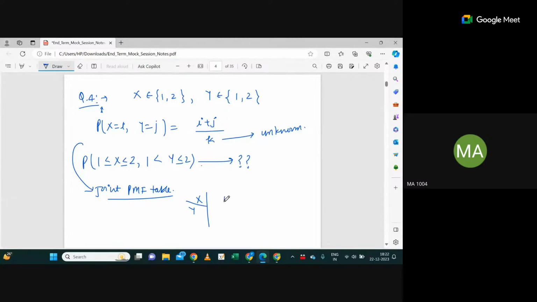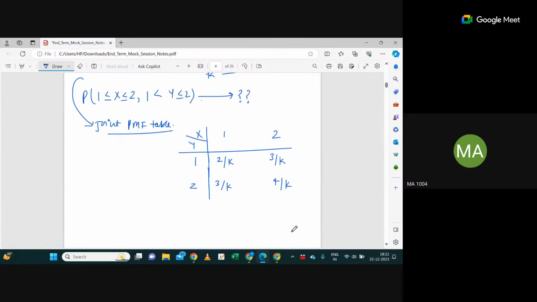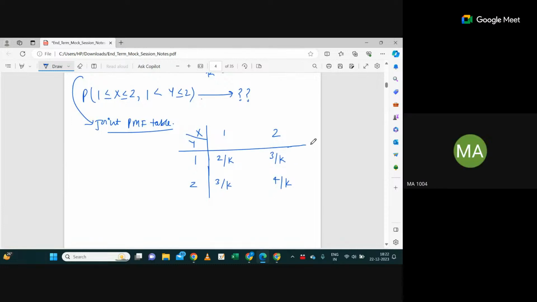So what is the value taken by x? 1 and 2, right? And for y also 1 and 2, right? If you put 1 and 1, then you will get 2 by k, and 2 for x, 1 for y, then it will be 3 by k. 1 for x, 2 for y, it will again be 3 by k, and then it will be 4 by k. Correct? All sums to 1.